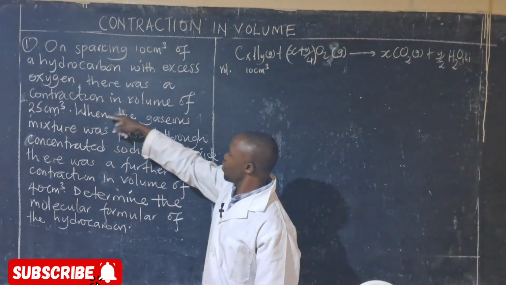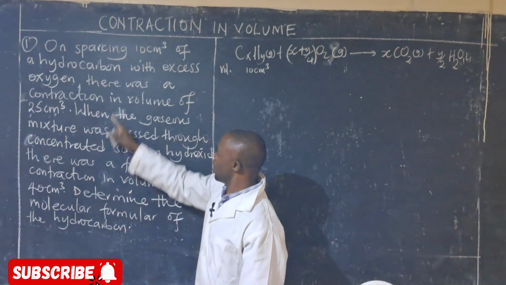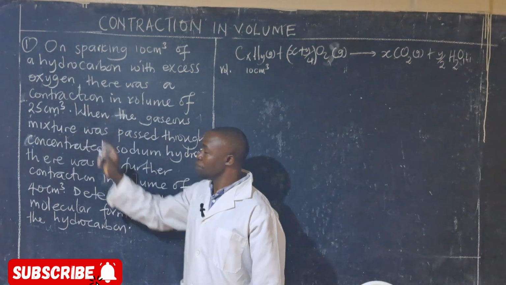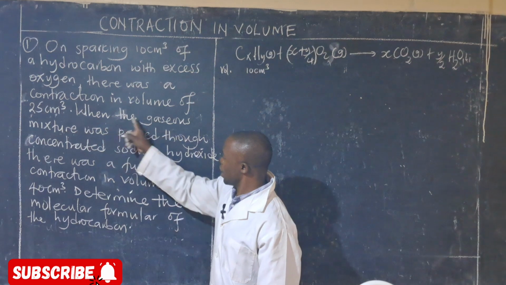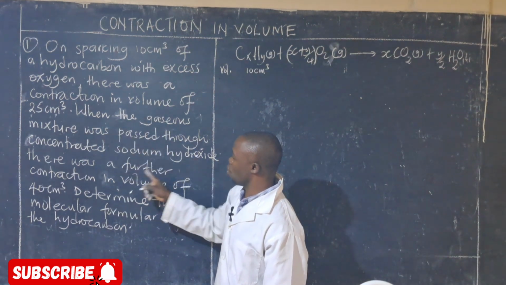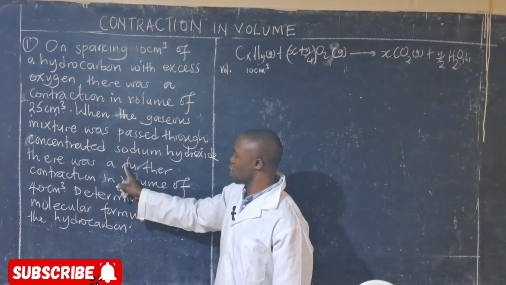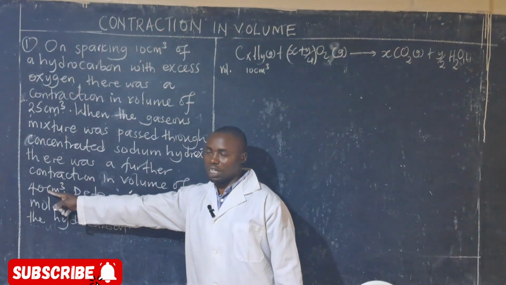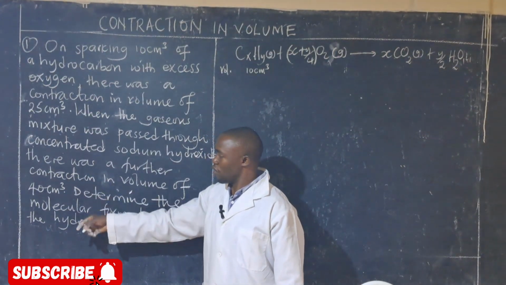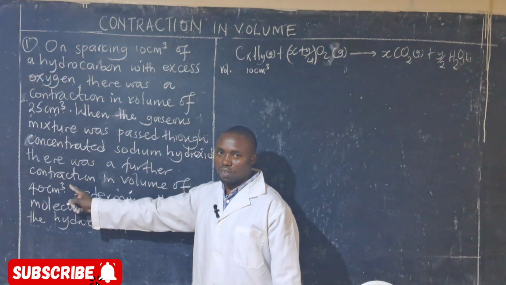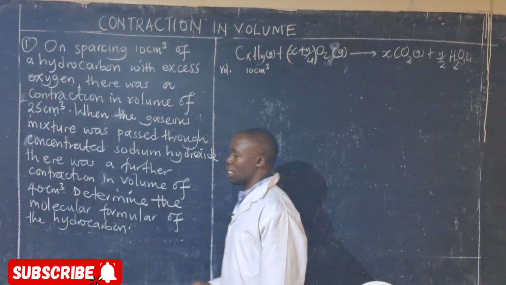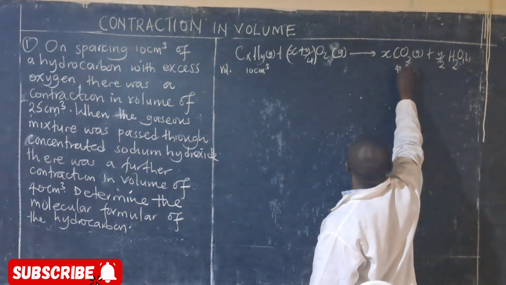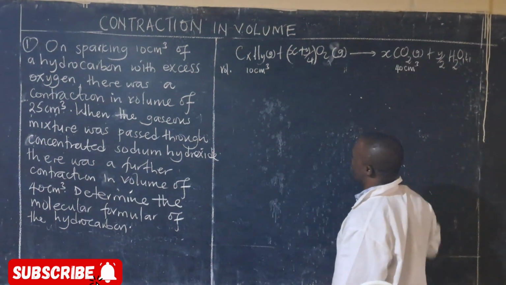Hydrocarbon with excess oxygen, there was a contraction in the volume. This is the first contraction after cooling. When the gaseous mixture was passed through concentrated sodium hydroxide, a further contraction of 40 occurred. This is the volume of carbon dioxide. The question could also have said there was a fall in volume of 40. That was the absorbed carbon dioxide, so it's actually 40 cubic centimeters.